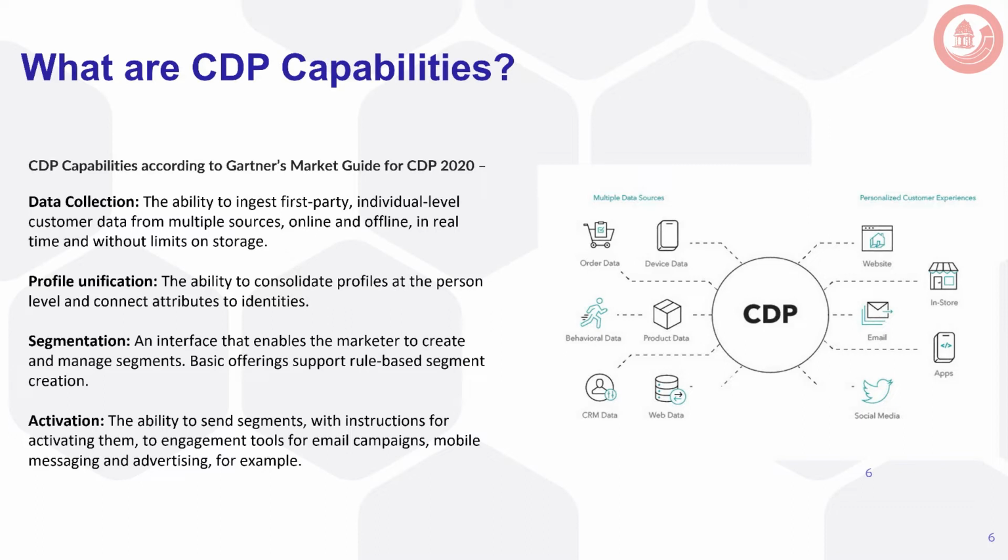And the fourth one is activation. The ability to send segments, with or without instruction, for activating them to engagement tools, to external engagement tools for email campaign, mobile messaging, and advertising, so whatever it is. So once we have created a segmentation, we can export those segmentations to any third-party platforms that can further make use of that data and segmentation on top of it.